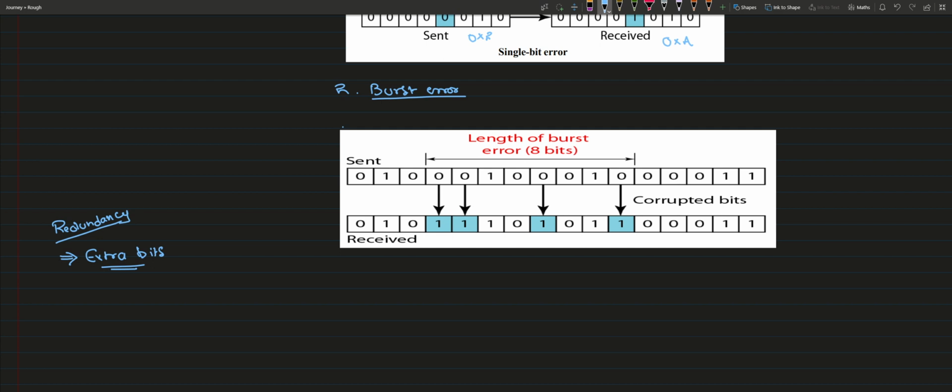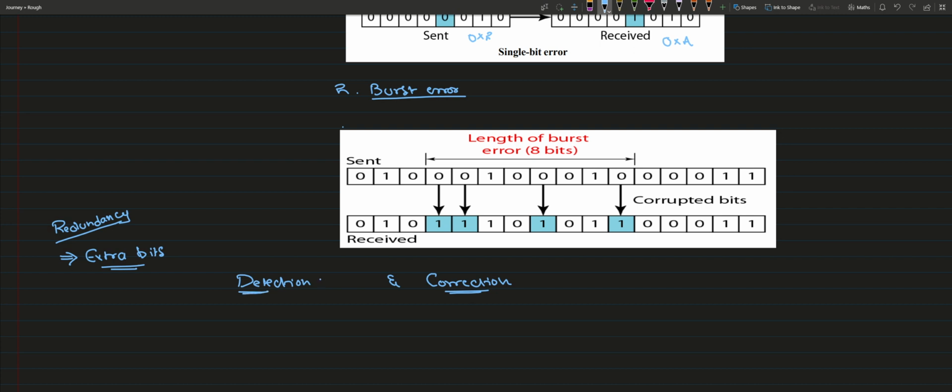Usually, not only in data communication, we have another subject called information theory and coding, which is completely about error detection and correction. When we talk about error, we deal with two types of things: one is error detection, and another is error correction.